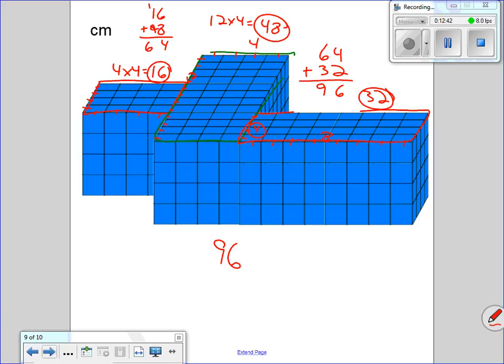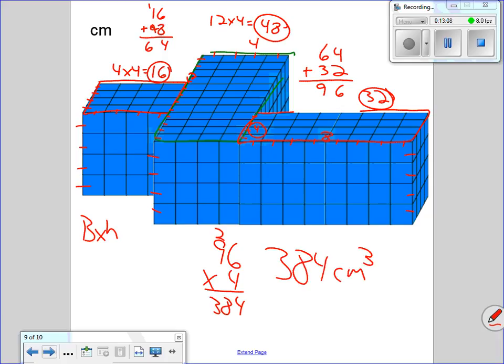That is my big B. Now, with volume, it's big B times height. What's my height all the way around? 1, 2, 3, 4. So I have 4 layers of 96 is the point I'm trying to make. 4 times 6 is 24. 9 times 4 is 36, plus 2 is 38. 384 centimeters cubed.